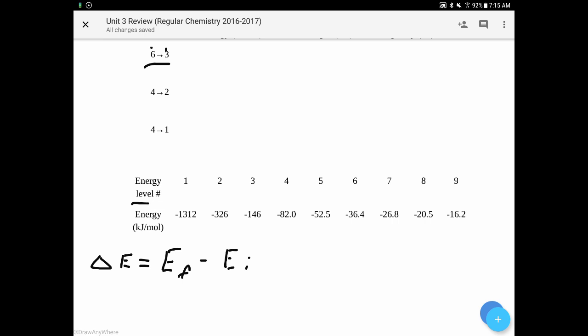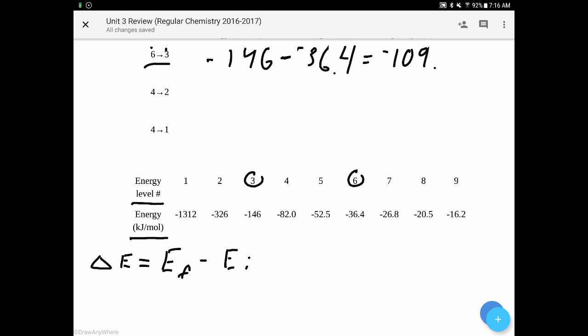So we look on our energy level guide here. Energy level 3 is right there. So it's negative 146. Ooh, that's really bad. Negative 146 minus negative energy level 6, which is negative 36.4. And those are in kilojoules per mole. I'm not going to write them because I am limited in my space. But that turns out to be negative 109.6 kilojoules per mole. Okay?